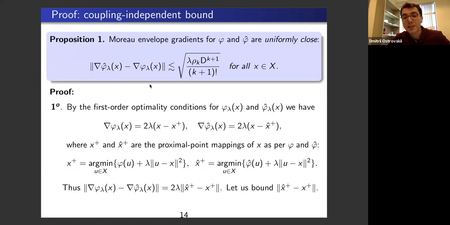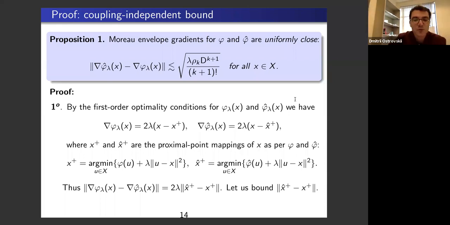It says that for any x, the gradients of the Moreau envelopes of the surrogate and the target function are uniformly close, this much close. Okay, and so let me just present the proof, and we will be done. The proof is very simple.